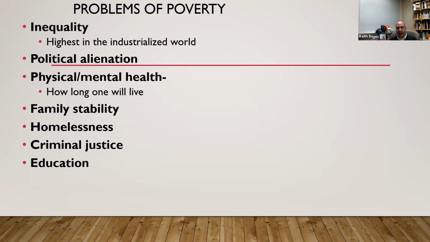Some of the problems of poverty extend to the physical and mental health that people have, right? So if you're poor, you don't live as long. You have a lower life expectancy. The mortality rate is related to your poverty or your proximity to poverty. And then also your access to mental health therapy and mental health resources is not as clear. Family stability is related to poverty. For those of you that are married, you know that one of the greater points of conflict in marriages is related to resources. Homelessness is one of the problems we're seeing, not just here in our community in Yakima, but also in other communities across the country.